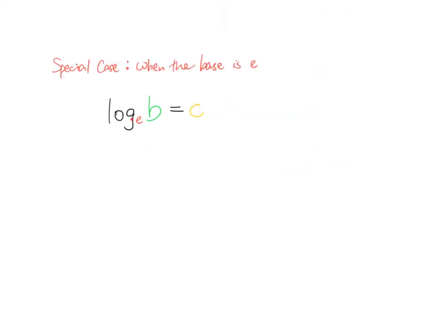Now for the case when the base is the number e, there is a special name for this log base e, and that's what we call the ln of b. So how do you interpret this? This is basically asking: e to the power of what equals b? That is very important. That is actually the meaning of ln: e to what power equals b. And so that equals c.